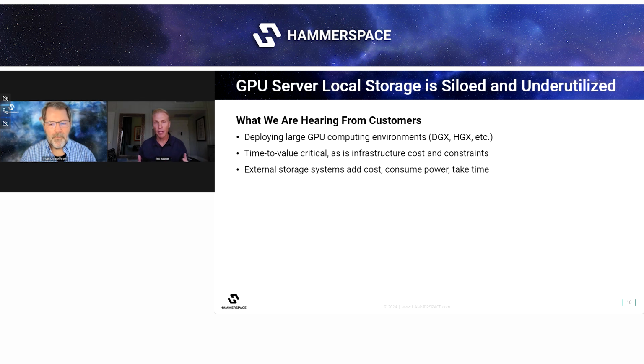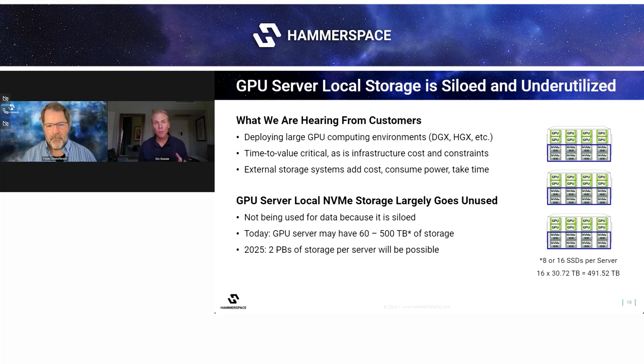Typically, when we are engaging with customers, they've invested in and deployed their GPU computing layer. And then as a second phase, they're looking at external flash storage systems to feed the data to those GPUs at really high speeds. Just evaluating, purchasing, and deploying those external flash storage systems takes time. In addition, those systems consume rack space and power, and of course, they're quite expensive.